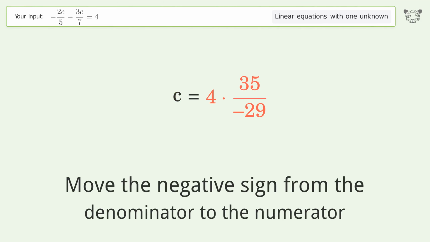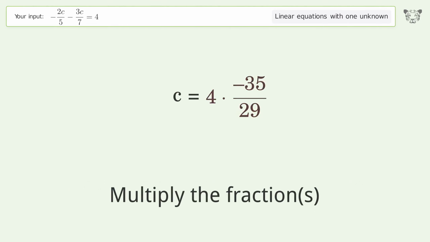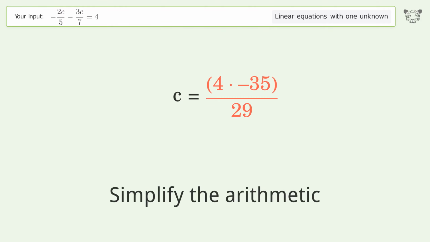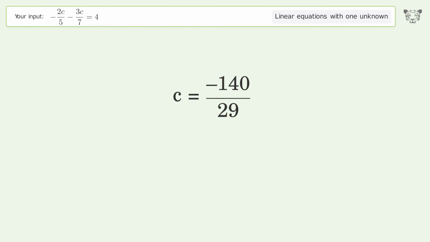Move the negative sign from the denominator to the numerator. Multiply the fractions. Simplify the arithmetic. And so the final result is c equals -140/29.